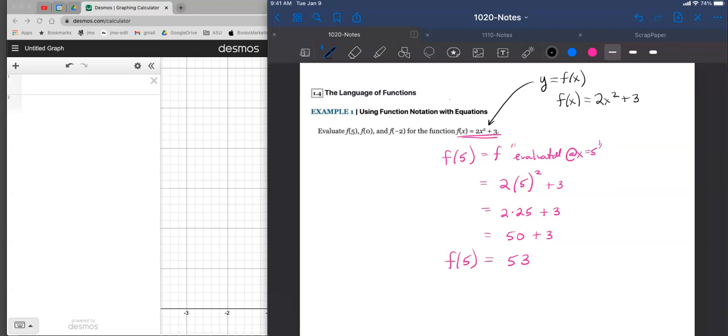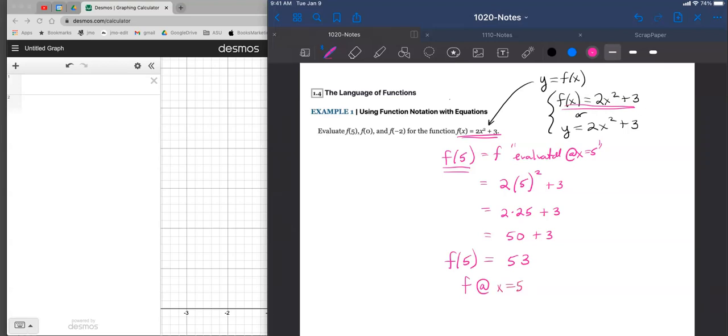So we have two notations for functions. We can say f of x is equal to 2x squared plus 3, or an equivalent way of saying that is y is equal to 2x squared plus 3. Once you have the function notation, we can ask questions like the one we did in class today. This notation says the function f evaluated at x is equal to 5.